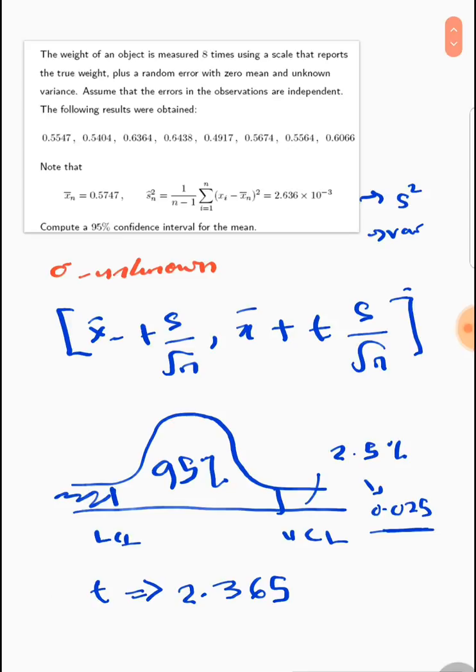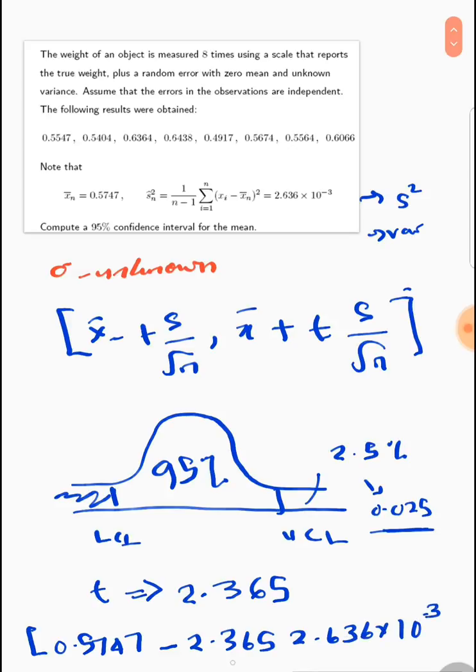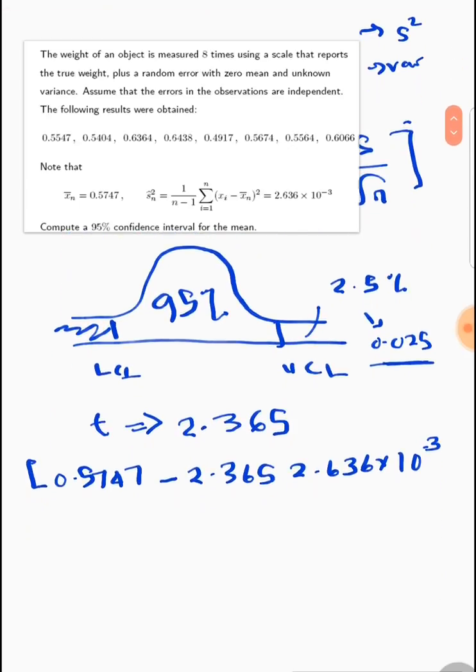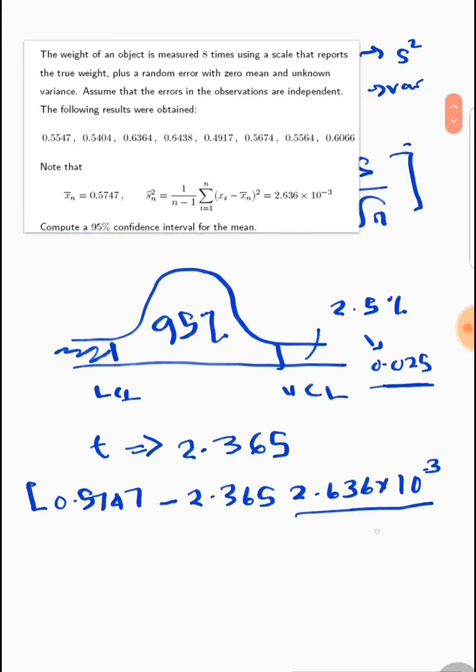We know the other data we get. They already give you x bar, which is 0.5747, minus my t, which is 2.365, multiplied by 2.636 times 10 to the power of negative 3, divided by square root of 8. Do I miss out anything here? Note that the value they give us is a variance, so I need to take a square root to get s.